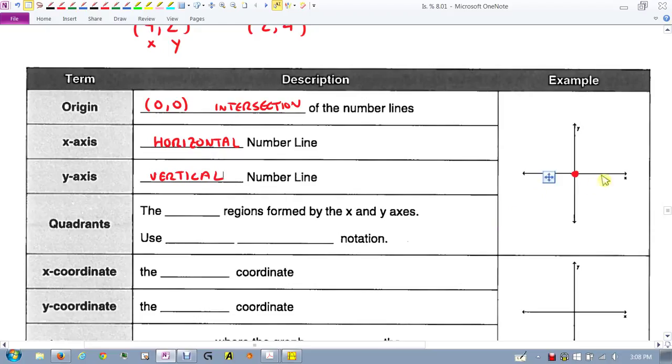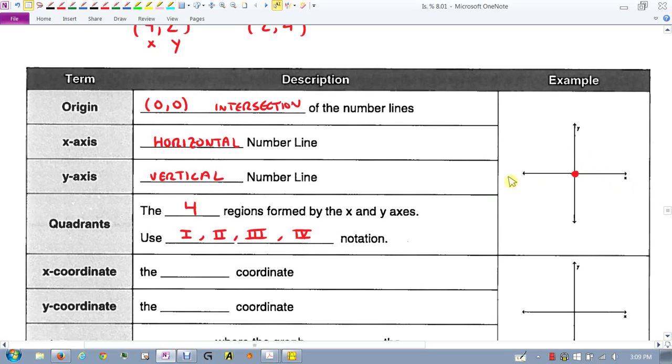Once we draw our rectangular coordinate system, we've partitioned a flat piece of paper into 4 different sections, and we call these quadrants. So we say the four regions formed by the x and y axis, and we use the following notation for it. Quadrant 1, quadrant 2, quadrant 3, quadrant 4. So we usually use Roman numerals to represent the quadrants.